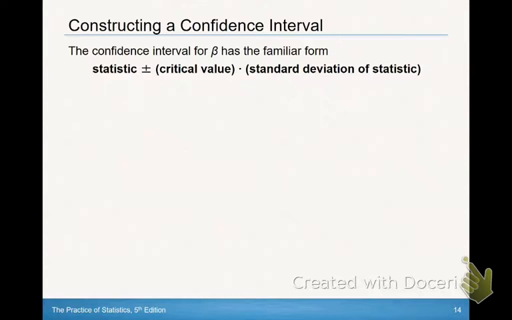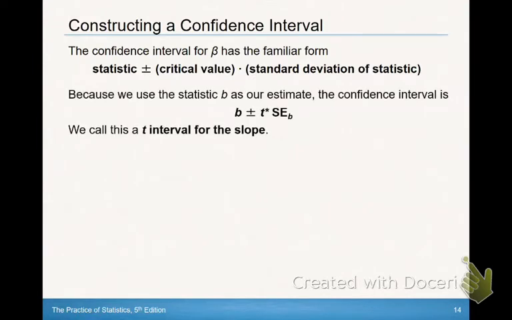So to construct a confidence interval, which is what we're going to focus on today, the confidence interval for beta has the familiar form. We take our statistic plus or minus the critical value times the standard deviation of the statistic. Because we use the statistic b as our estimate, the confidence interval is b plus or minus t star times the standard error of b. And we call this a t interval for slope.